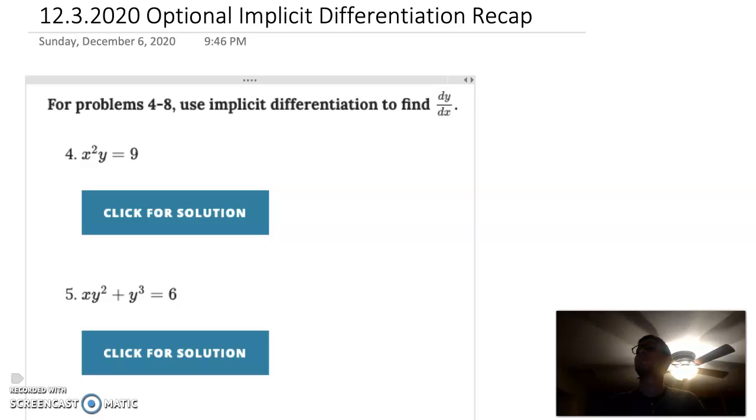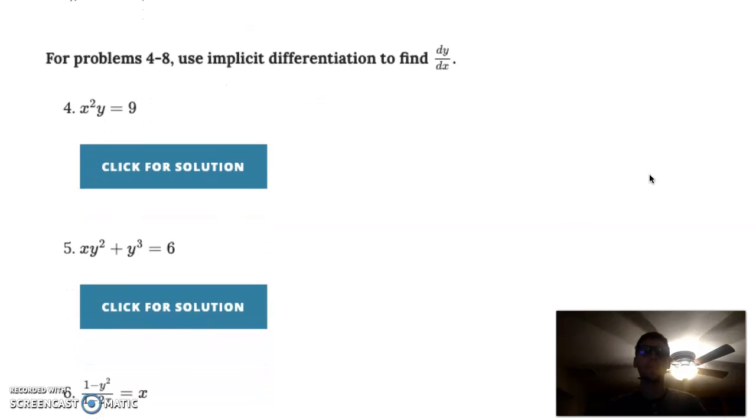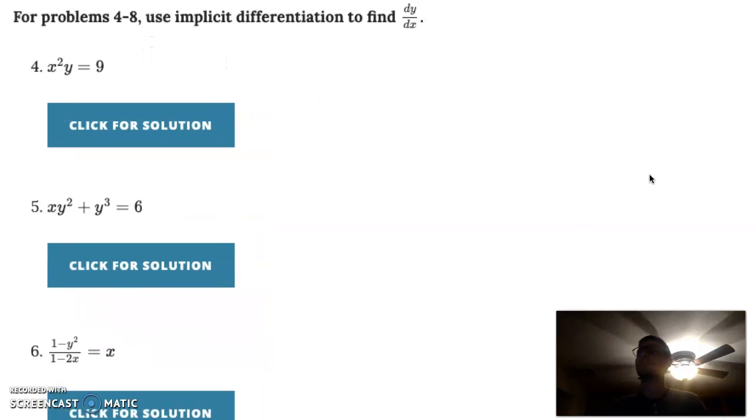So, this was the implicit differentiation optional homework. Remember, implicit differentiation. Some of you emailed me saying you were lost. We're going to pick right back up and continue a bit. I had some good resources I'll share with you Monday also.